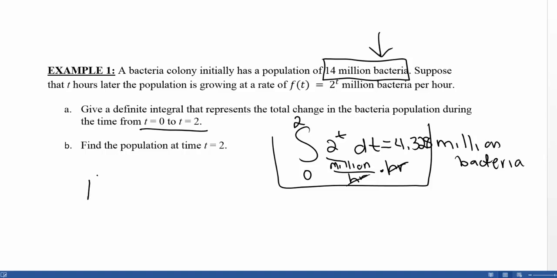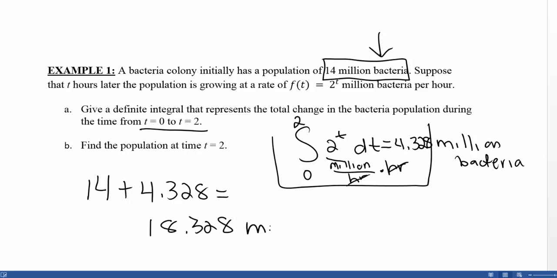So the population at time equals 2 is 14 plus 4.328, which will give us 18.328 million bacteria. So two new things happened here. First, we had to be more conscientious about the units. We had to make sure we understood what the units of the integral were and that they matched the units of anything we wanted to combine them with. The second piece is that we had information about the original function, and we had to figure out how to use it.